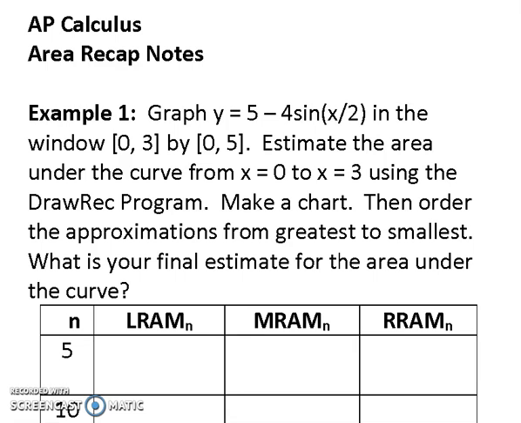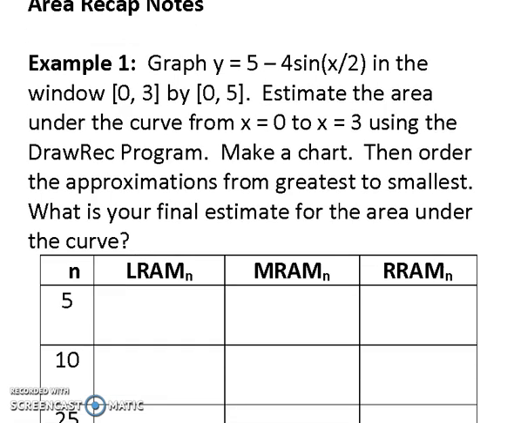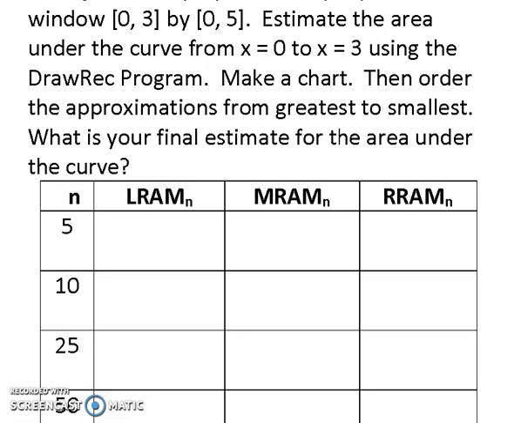So we're going to look at the function y equals 5 minus 4 sine of x over 2 in the window, and we're not real worried about the window, from 0 to 3, 0 to 5. So we want to estimate the area under the curve from x equals 0 to x equals 3 using the DrawRec program that you have now been provided on your calculator. And then we've got the chart here where we're going to organize it.